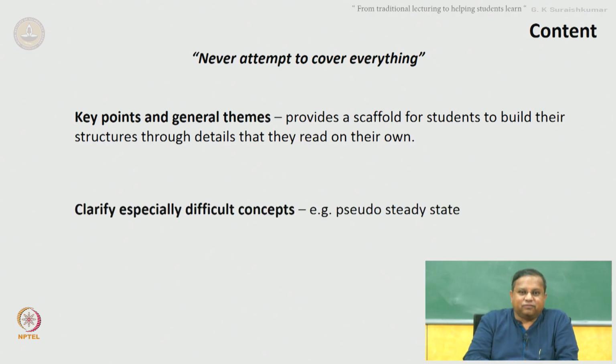Clarify, definitely clarify especially difficult concepts. There are concepts which take time to assimilate, to accept, to understand, and definitely spend a lot of time on them. The concept that comes to mind in my recent course is that of pseudo steady state. When you have two processes of widely varying rates, then the unsteady nature of the faster process can be ignored if the interest is in the slower process. That is essentially what pseudo steady state is. It is an assumption. And to get this across, you need to prime the students well, and then make it very clear, probably through an example.